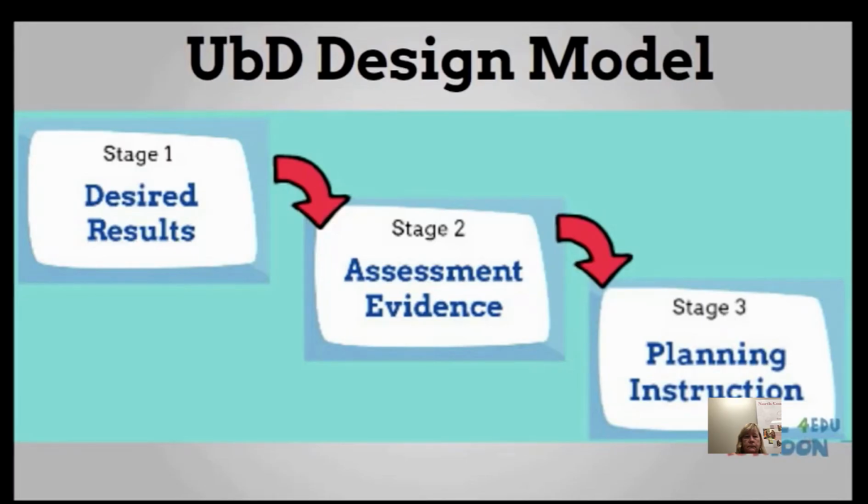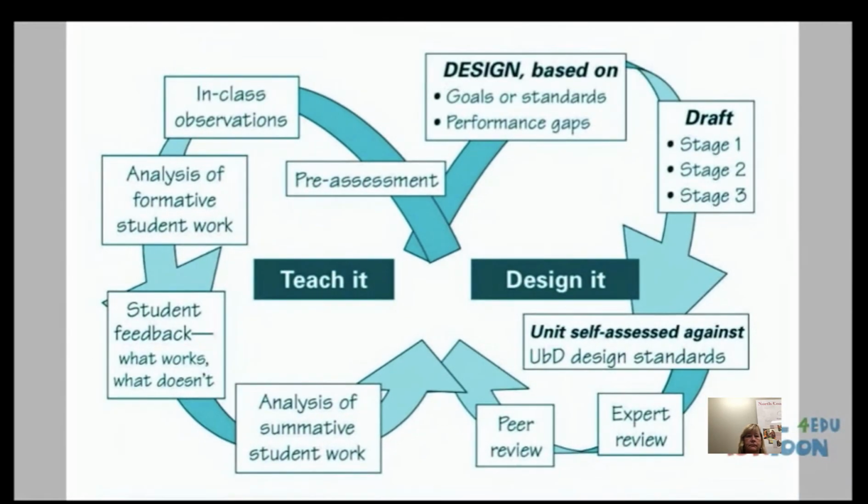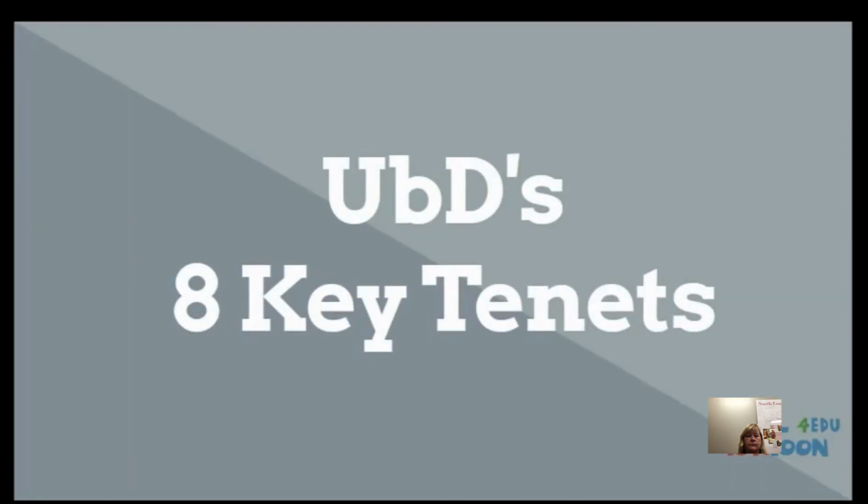Although the framework is set up in 3 stages, Wiggins and McTighe believe that UBD is a nonlinear design process. They state that the final product should obey the 3-step logic, but that the design process unfolds in an unpredictable way. UBD includes 8 key tenets in understanding by design, which helps to clarify the model's principles.